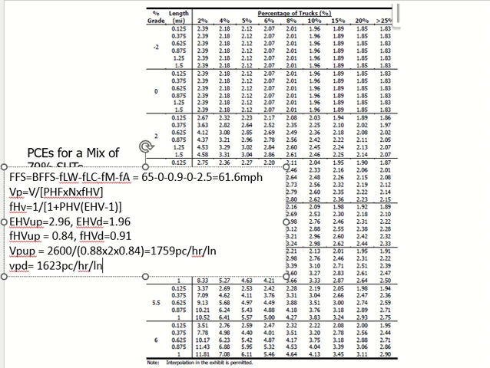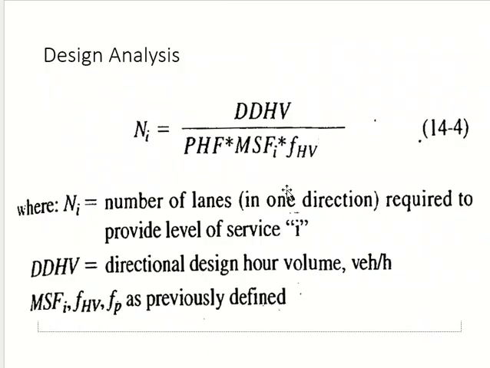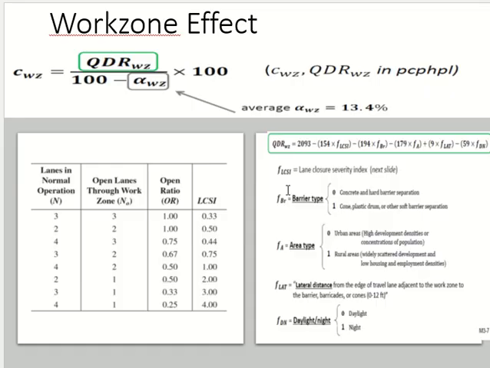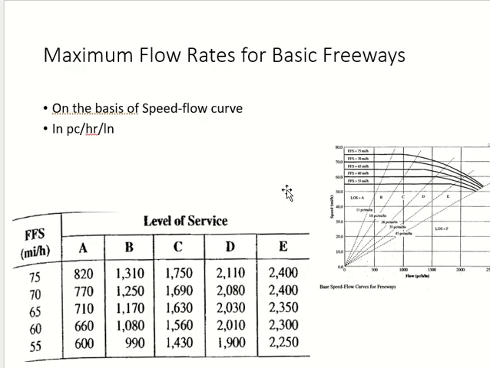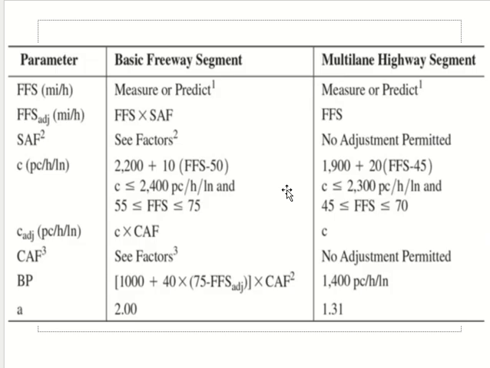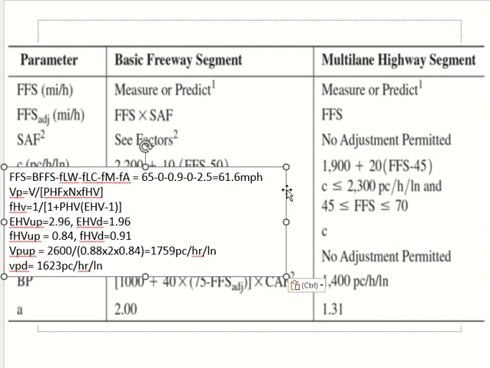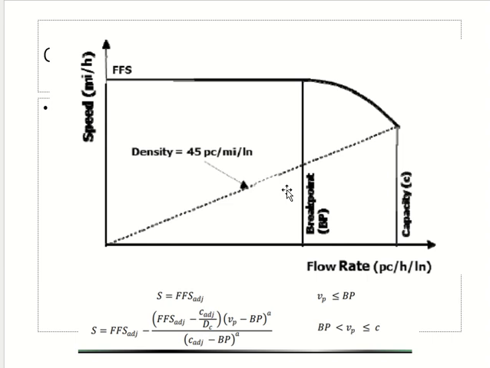Okay, we need to compare these values with the breakpoint to know if the speed is free flow speed or not. So if I go there for the breakpoint, remember I'm dealing with a multi-lane highway. For a multi-lane highway, the breakpoint is 1400. If I look at my values, both of them are more than this, right? That means now you are in this region, and your speed will come from this equation.